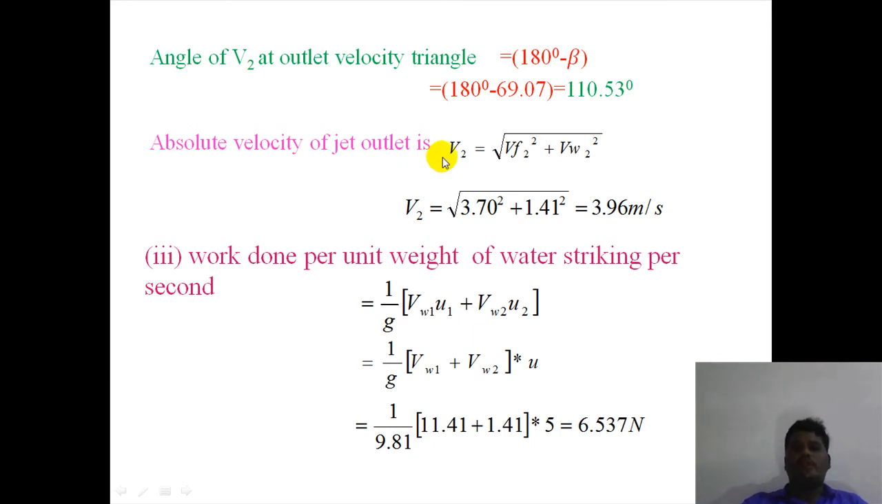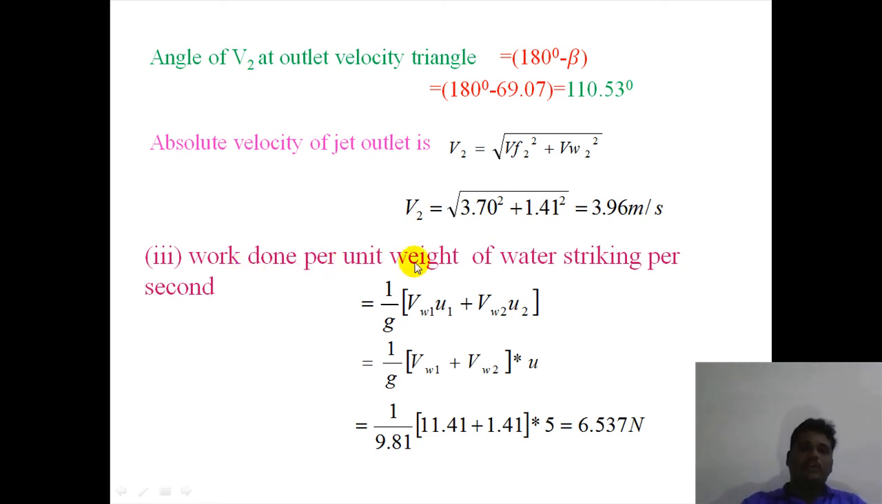Now, the absolute velocity of the jet V2, by applying the Pythagoras theorem, is equal to the square root of VF2 square plus VW2 square. We know VF2 as well as VW2, so we take those equations. V2 is equal to the square root of 3.7 square plus 1.41 square. We get 3.96 meter per second.